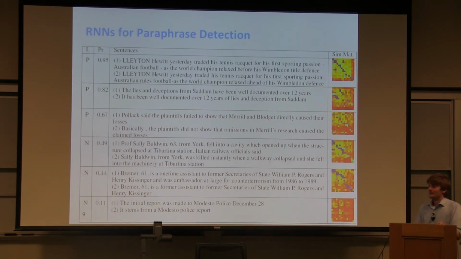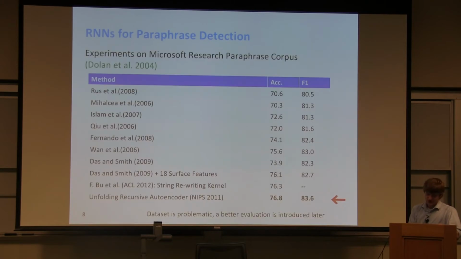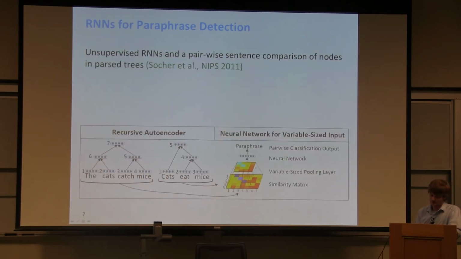Yeah? And how do you choose the size of your pooling layer? That's a great question. That was just chosen: you have train, dev, and test sets, and you basically just cross-validate over the size of the final output layer here.